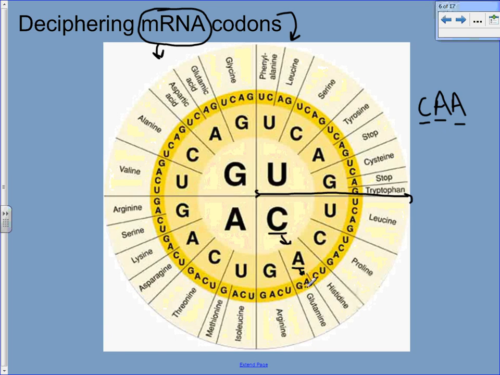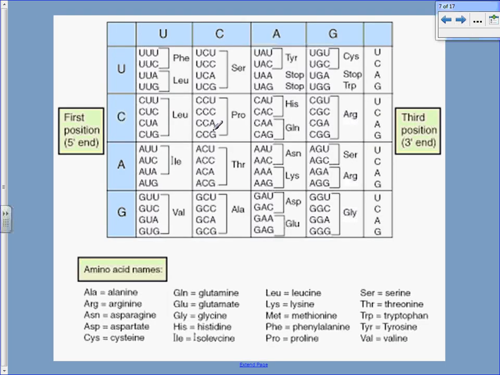This table, you might see one like this from time to time. When I learned how to do this in high school when I was your age, this is the one that I used. This one works very similar. The left side is your first base in the codon. The top is the second, and the right side is the third.